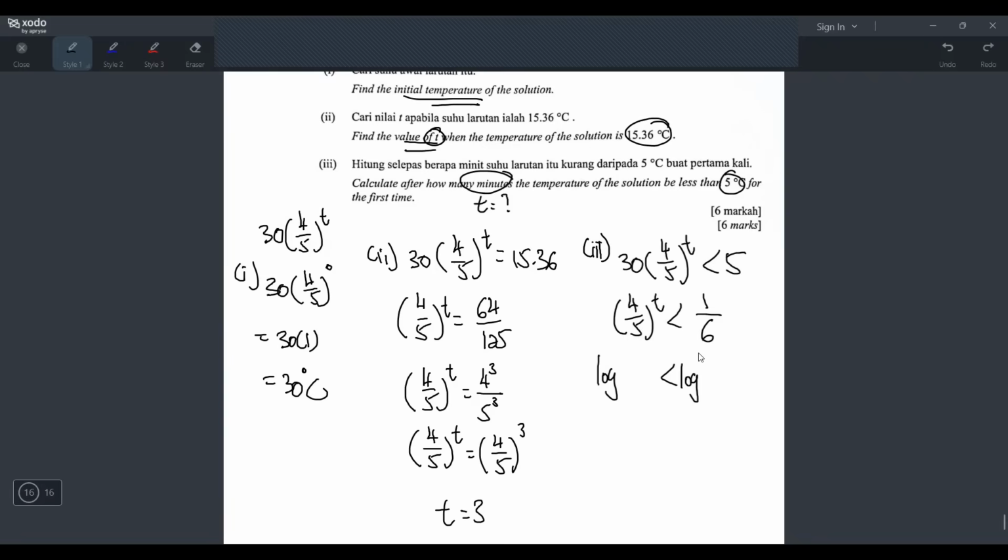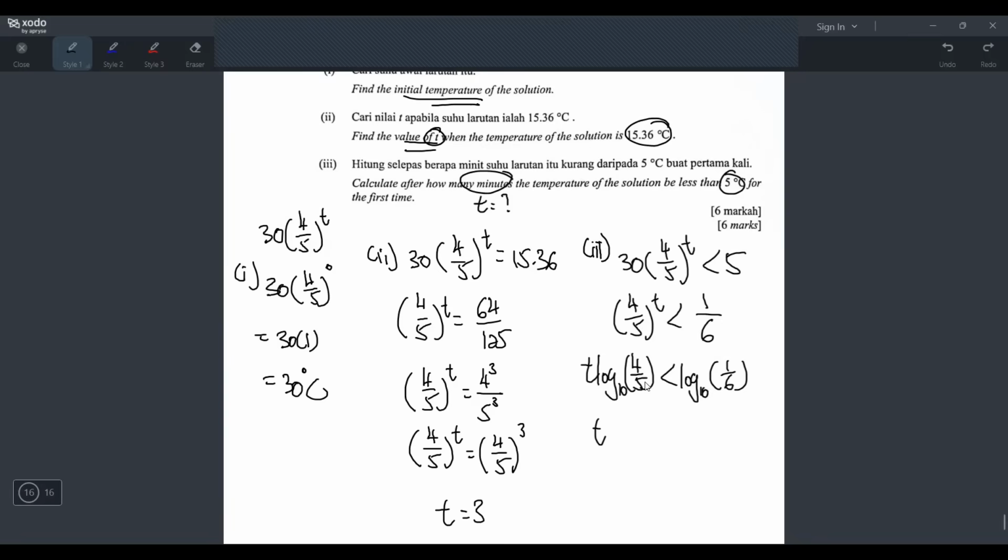And when you add log, you can use any base you want, right? You can put base 10, base 5, base e, base 6, any base, okay? But usually we use base 10. So now I will write 4 over 5 here, and then the power can be placed in front, and then the 1/6 is here. So now you can find your T, just press log 1/6, divide log 4 over 5.